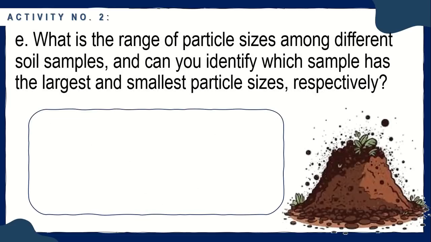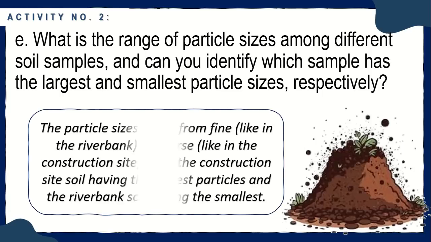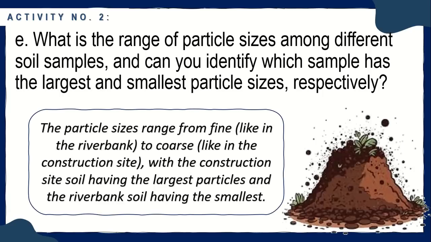What is the range of particle sizes among different soil samples? And can you identify which sample has the largest and smallest particle sizes, respectively? You're right. The particle sizes range from fine, like in the riverbank, to coarse, like in the construction site, with the construction site soil having the largest particles and the riverbank soil having the smallest.